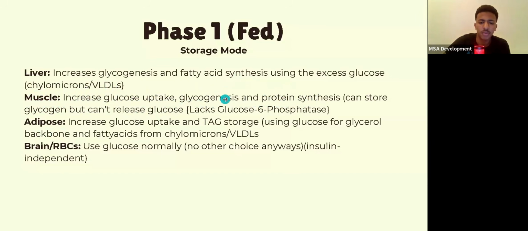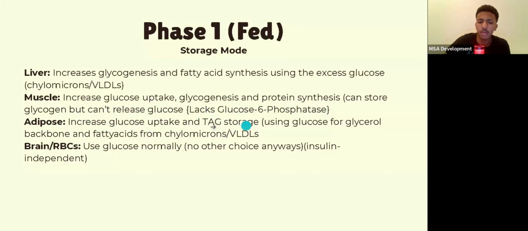And one thing about muscles, which you should know, very important, is that they can store glycogen, but they cannot release glucose. And this is because they lack glucose 6 phosphatase, which sets glucose free. So even if they try to release the glucose into the blood when we're starving, they cannot do that. Okay? And then we have adipose tissue, and adipose tissue increases glucose uptake, again, GLUT4 transporter, and TAG storage.